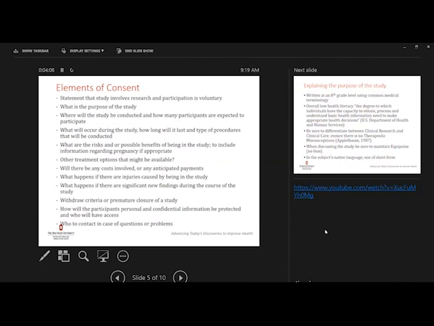Going over the risks and the possible benefits of being in the study. We'll talk a little bit more about that as we move forward. And then also including information about pregnancy if that's appropriate. But it's very important to make sure that they understand whatever those risks or possible benefits are. Again, this goes back to the historical documents and the regulations. Other treatment options that might be available. Are there other ways to treat this?